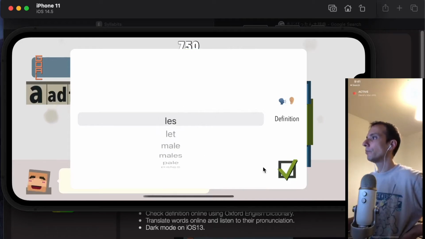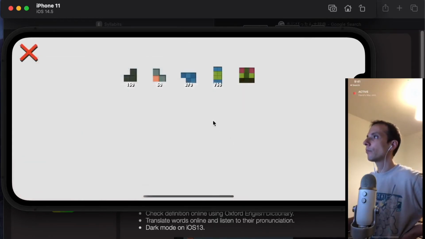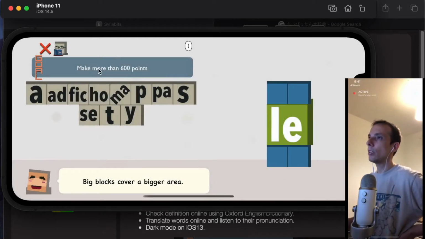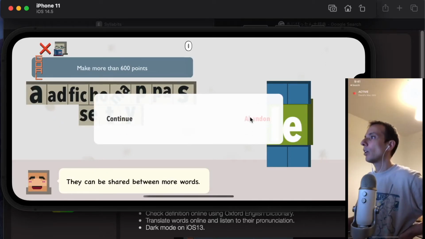Right, next stage. You can see the scores in here. So if you want to repeat one stage, you can go and say, okay, let's repeat this one and try to make more than 750 points. You can. Let's abandon.